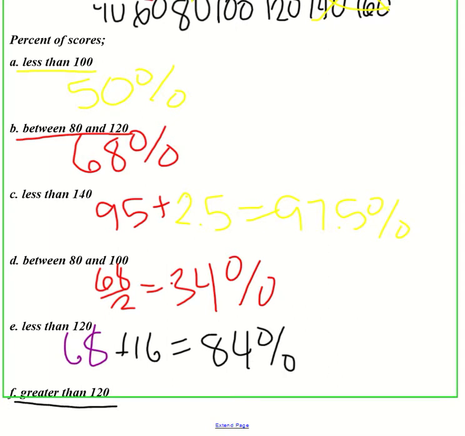Our last one says that it's whatever is greater than 120. Well, if 84% is less than 120, if we do 100 minus 84, we'll figure out what's greater than 120, and that gives us 16%.